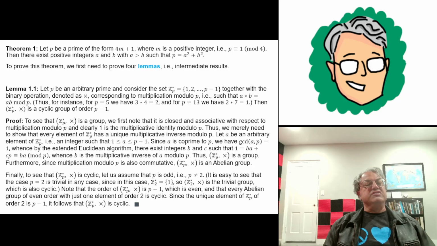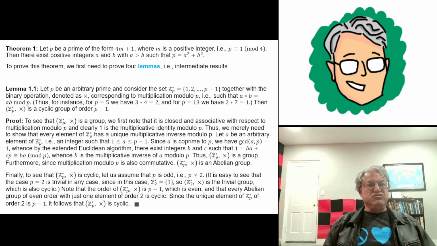But we're still not quite done. We still have to prove it's a cyclic group. So we still have a little bit of work to do. Well, the next thing you'll notice, it's not just any old group. It's an abelian group, which is just another way of saying a group in which the group multiplication is commutative as well as associative. And that's pretty easy to see because our group multiplication is this ordinary multiplication modulo P, and we all know that ordinary multiplication is also commutative, so it's still commutative modulo P.